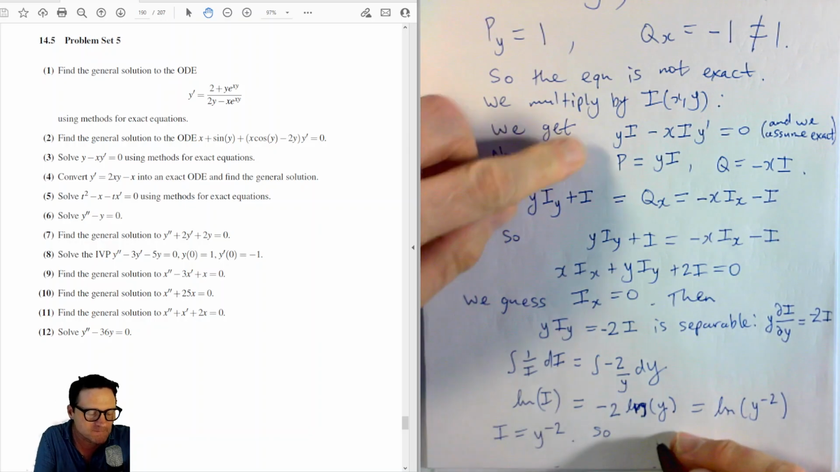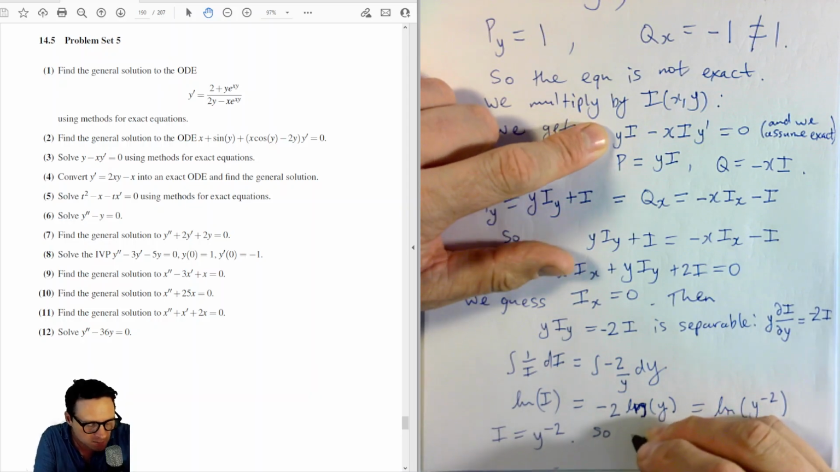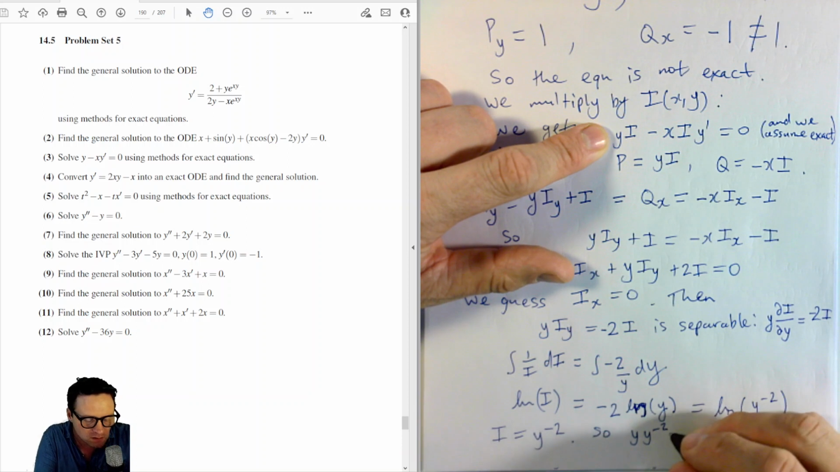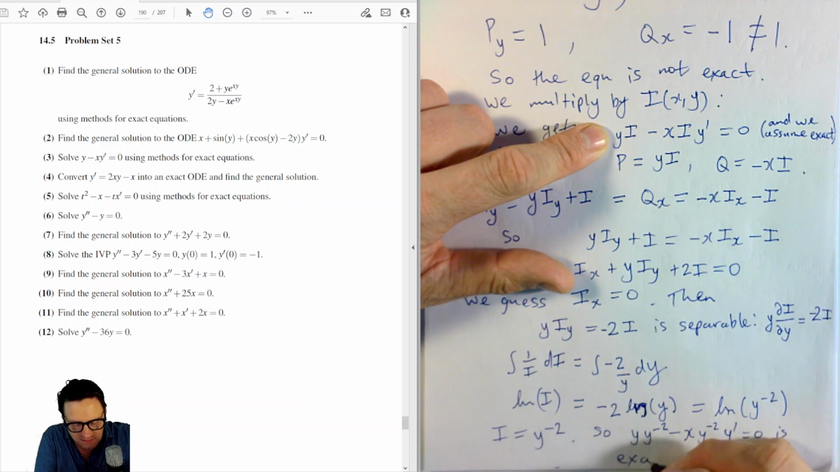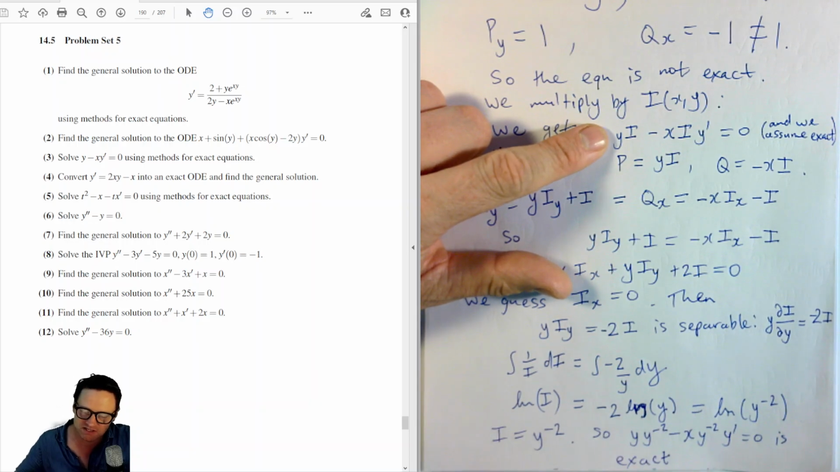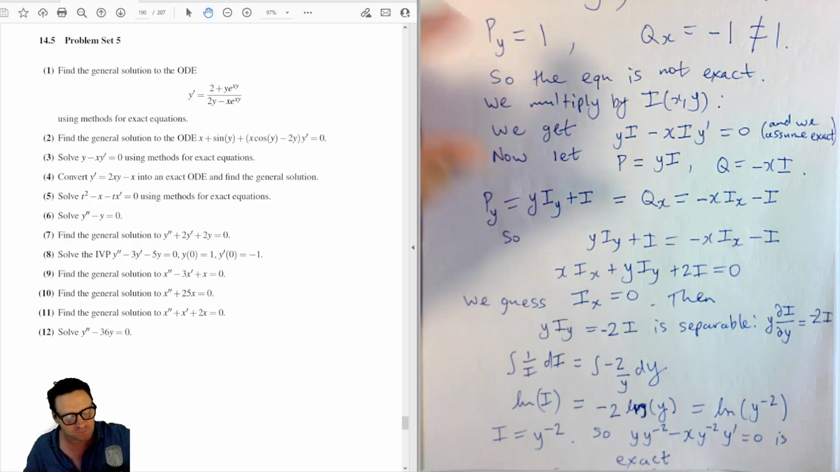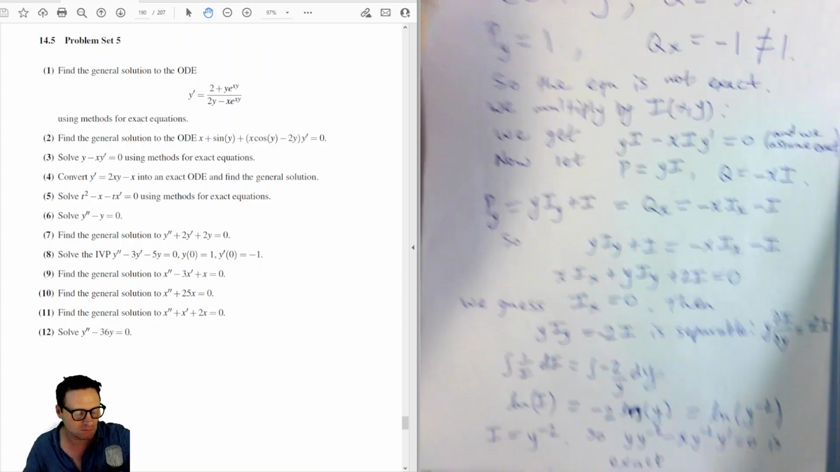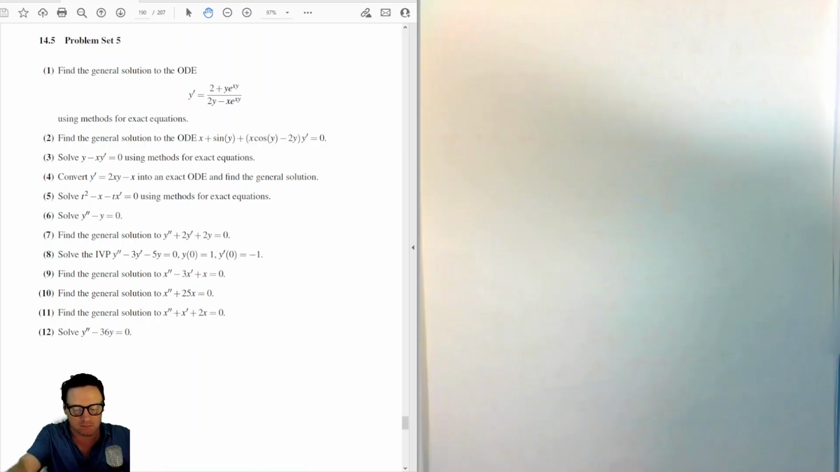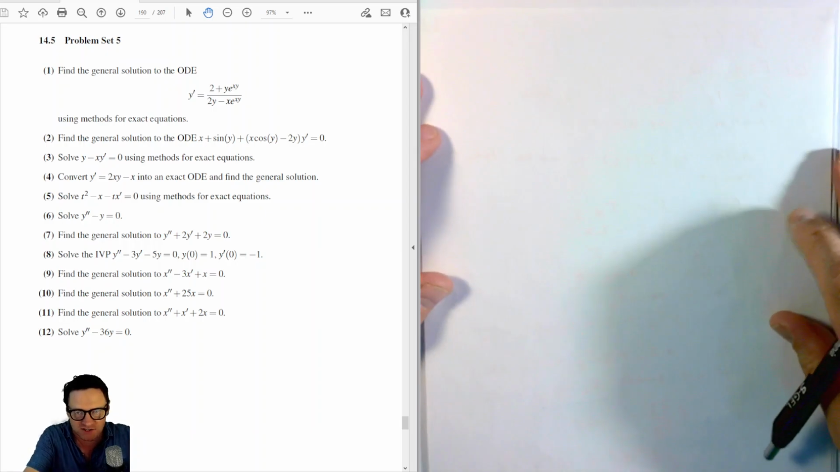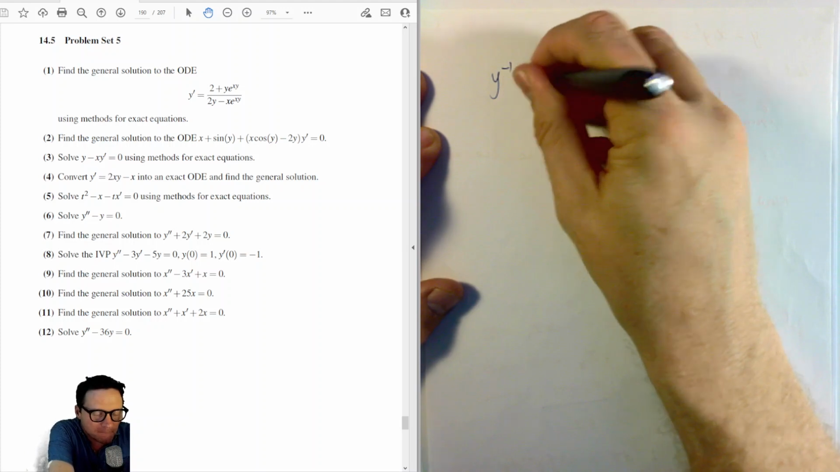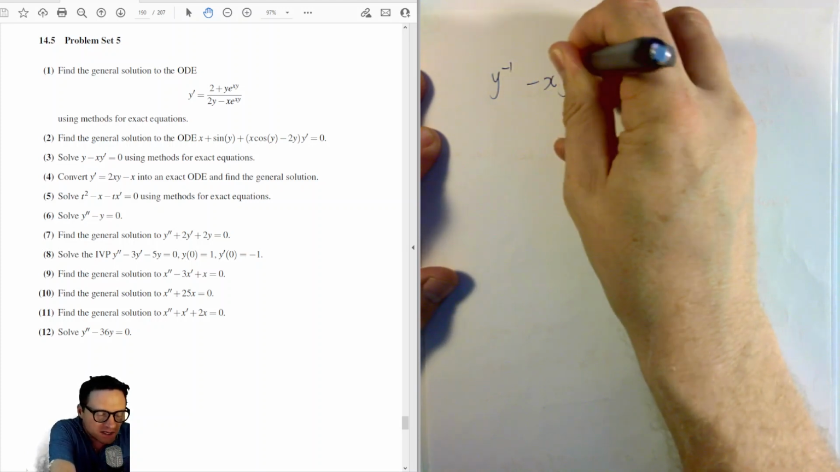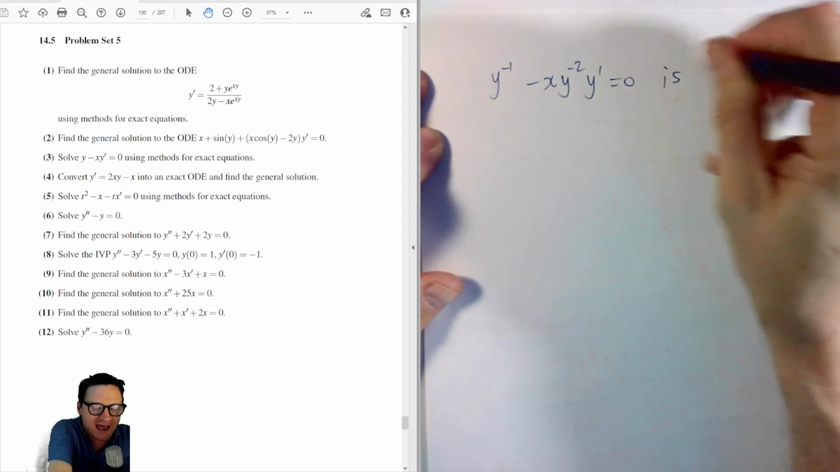So let's write this: y times y to the minus 2 minus x y to the minus 2 y dash equals 0 is exact. Okay, and then on the next page we will simplify that. So simplifying that equation, we have y to the minus 1 minus x y to the minus 2 times y dash equals 0 is exact.